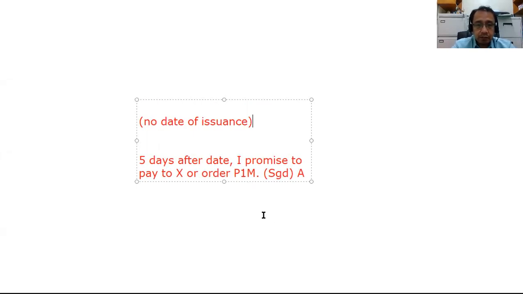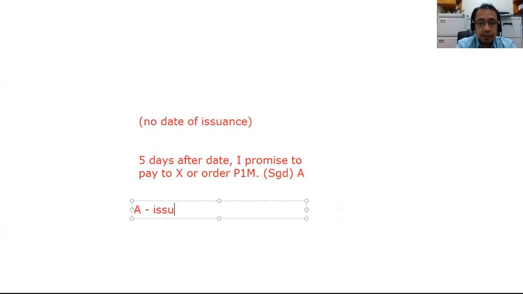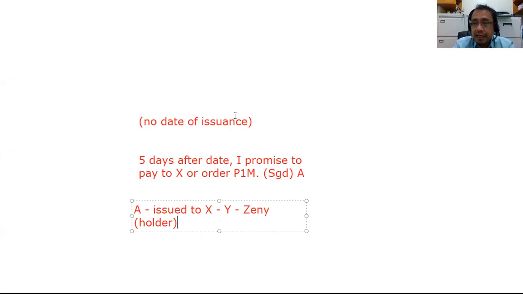Ngayon, this instrument was later on handed over by A. So, he issued to X, and then X to Y, Y to Zeni, present holder of the instrument. Okay? So, sino ngayon ang may karapatan na mag-complete doon sa instrument? Who has the authority to insert the correct date of issuance? It would be Zeni, the holder. So, anong date ang ilalagay niya? Again, Section 13. Okay, so ano yung date na ilalagay mo? The date when the instrument was issued to you.